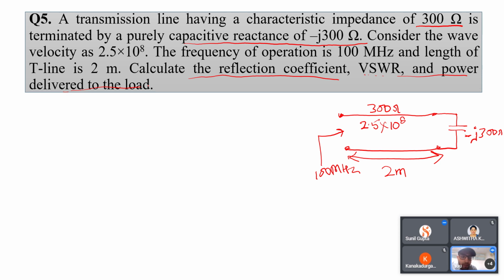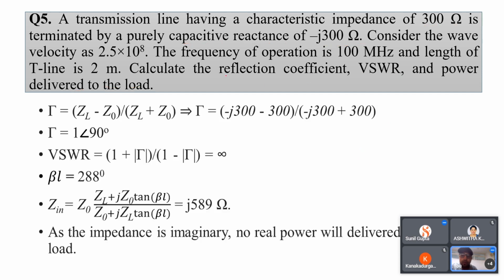Okay, so for proceeding with this type of question, you first have to calculate the value of reflection coefficient, because power delivered to the load is dependent on the reflection coefficient. VSWR is also dependent on the reflection coefficient. So reflection coefficient, as I said, is defined as gamma equals ZL minus Z naught over ZL plus Z naught. The value of ZL is given here, minus j300, and Z naught is 300.